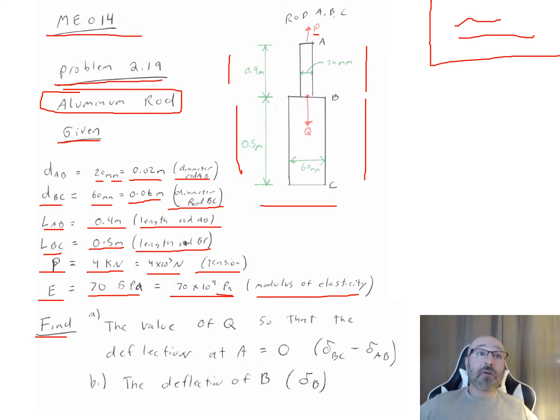So now I have all the given information. I have my initial diagram, I have the problem statement there. The last part of this setup page I want to create is what they asked me to solve for. There were 2 things that they asked me to solve for in this problem. In part A, they asked me to find the value of Q.